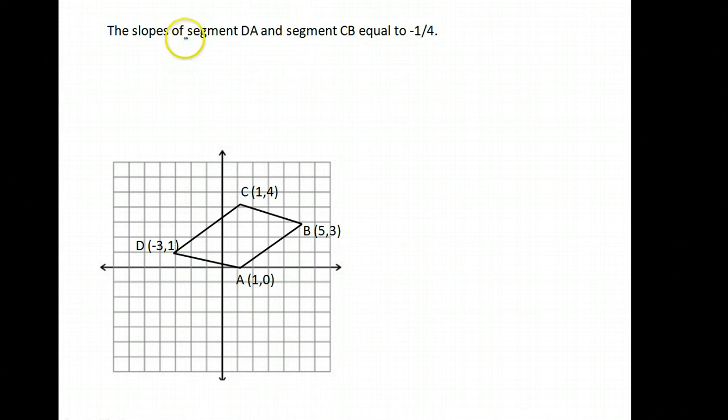True or false, the slopes of segments DA and segment CB are equal to -1/4. Well, let's talk about slope. Slope is the rise over the run. Okay, so when we're finding the slope from D to A, what we do is we start at D and we find out, well, what are we going to do to get to A? If we can't follow this line and we have to follow the grid lines, how far? And you do up or down first because the rise goes on top.